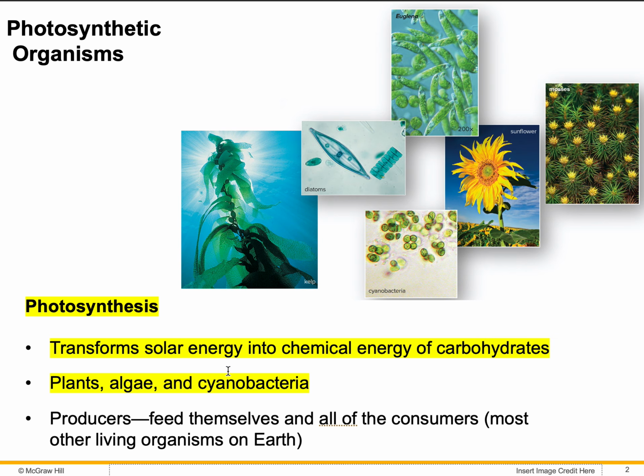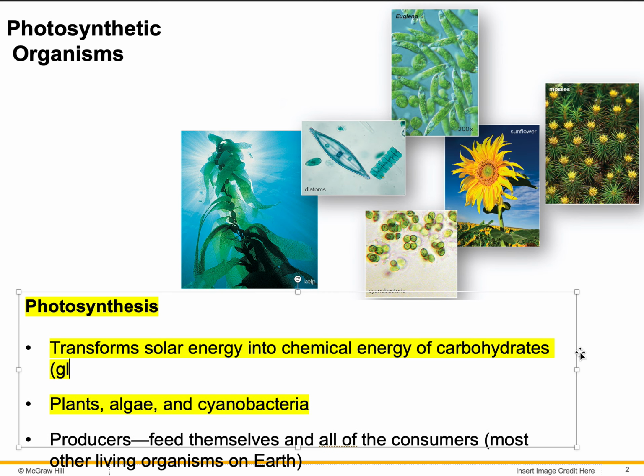Really, what photosynthesis is, is that they're able to transform solar energy into the chemical energy of carbs. They're able to absorb the sun, right? Because the sun is the source of all energy. They absorb the sun and change that into chemical energy of carbs, which means they change it into glucose, which is a sugar. That's why it says carbohydrate. So it turns it into a sugar.